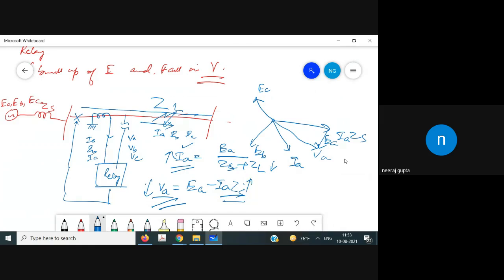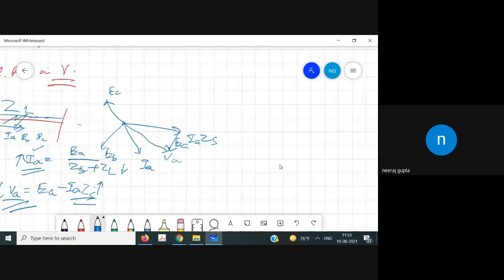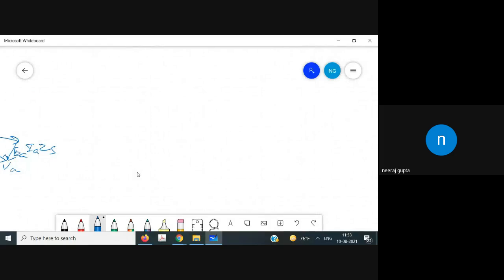Now, these are the shunt faults. And if you take the case of the series fault, what is the series fault?